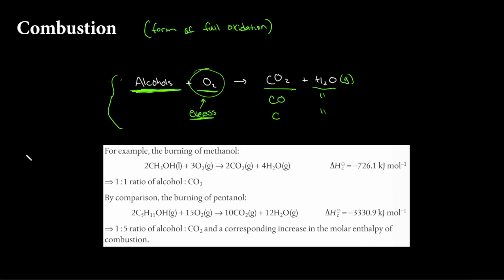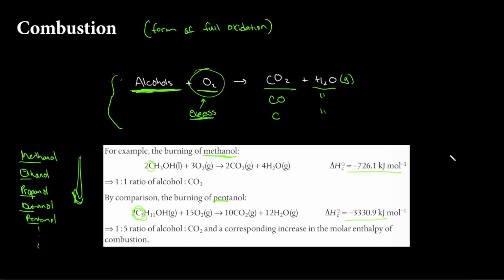Remember when we named alcohols, we named them methanol, ethanol, propanol, butanol, pentanol, and so on and so forth. And this first part of the name basically represents how many carbons there are. So for example, this is methanol, and we know that there is one carbon only. This is pentanol, there's 5 carbons. And the reason why this is important is that when the number of carbons goes up, the enthalpy change goes up as well.